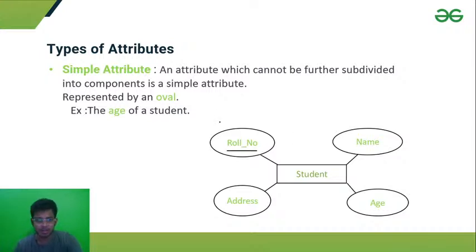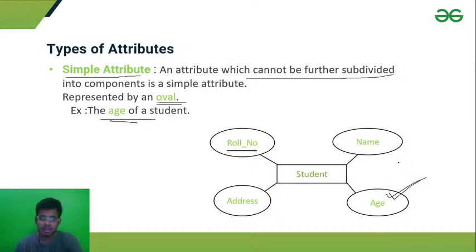The very basic type of attribute is the simple attribute. A simple attribute cannot be further subdivided into components. It is represented by an oval. Like the age of a student, can we divide it further? No, right? But if I ask about the name of a student, can it be divided further?